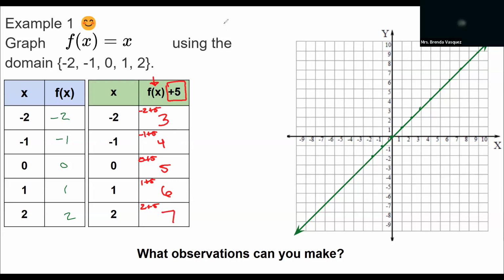So let's graph this function now. At -2, I should have 3. At -1, I should have 4. At 0, I should have 5. At 1, I should have 6. At 2, I should have 7. Let's predict: if I had 3 there, what would happen? 8, so the next one, 9, 10, and so on and so forth. If I were to go the other way on my negative side, I would go down 1. There you go. We have our parameter.